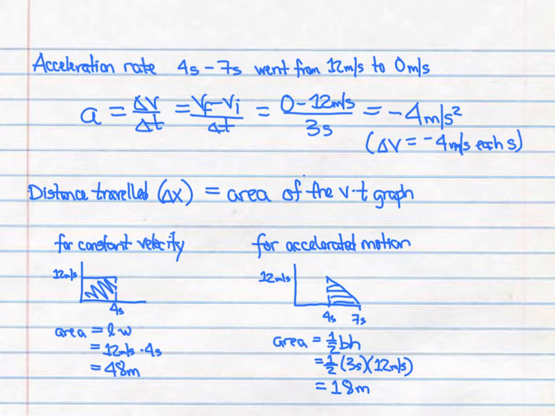meters. So that just means then the total distance traveled here by the car during that whole trip is going to be the sum of those two, which is 48 plus 18, and that is 66 meters.